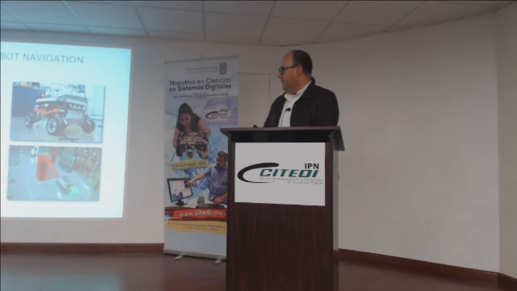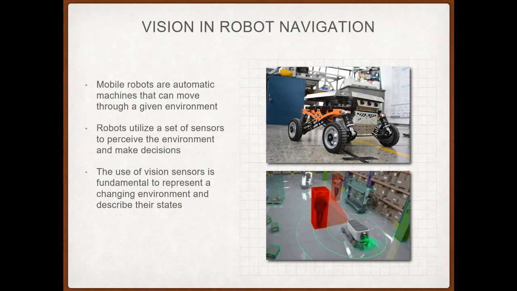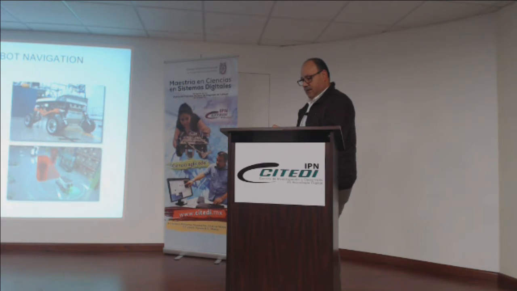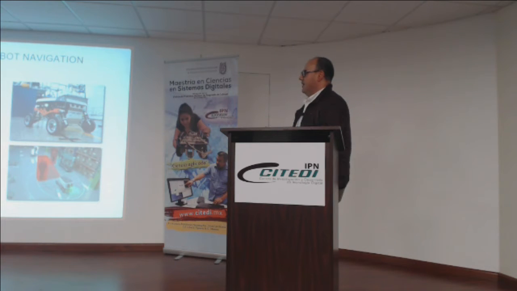So nowadays, mobile robots are make decisions for navigation. So in this context, the use of vision sensors to perceive the visual environment are very used in this kind of technologies, and also have many challenges to be dealt with.